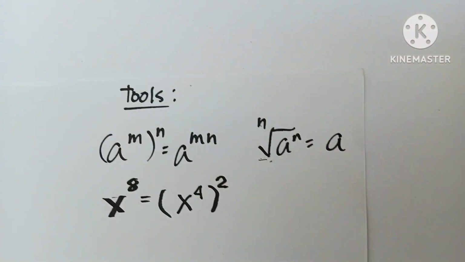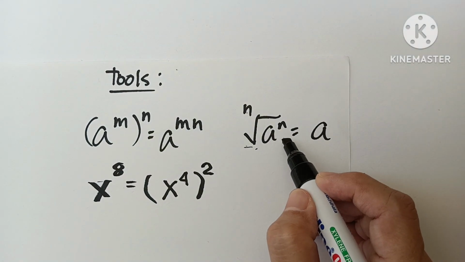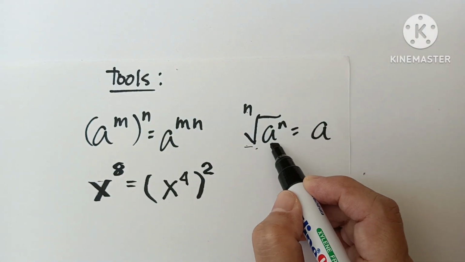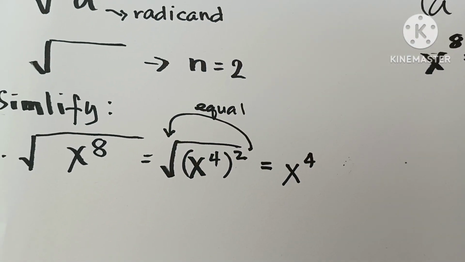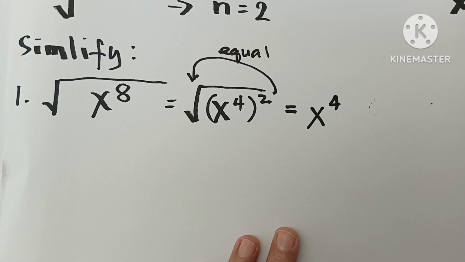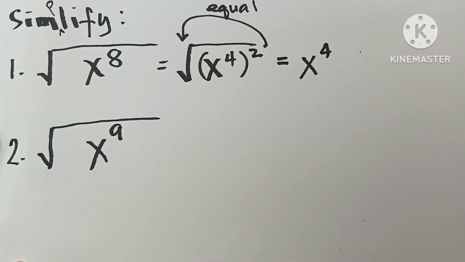And that's it. So again, we use the property of the radical: the nth root of a to the n is equal to a. Okay, so let's now have another example.